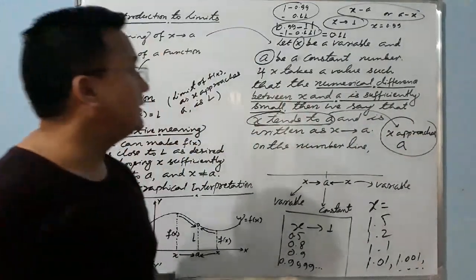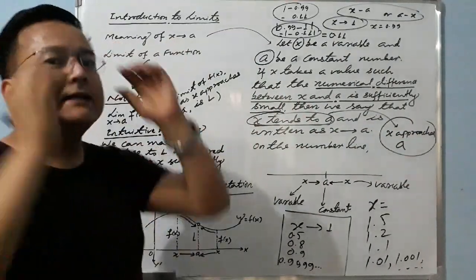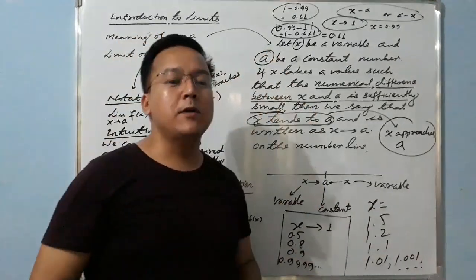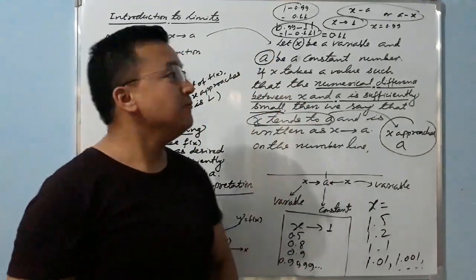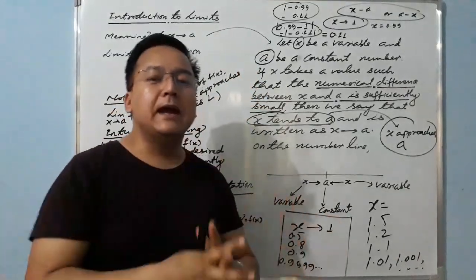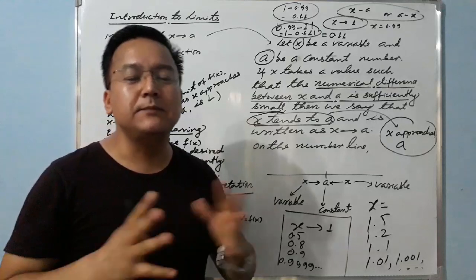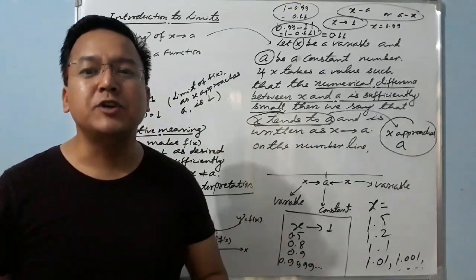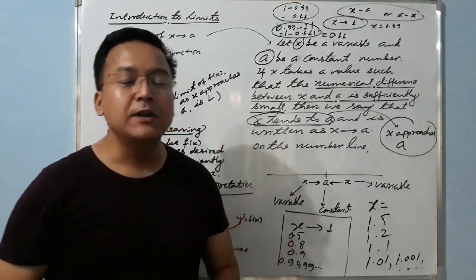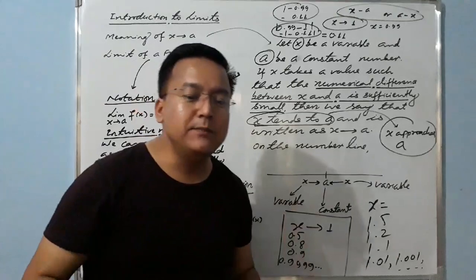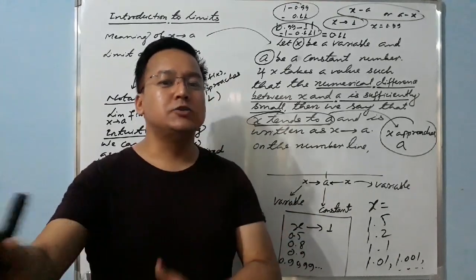So I think x tends to a is clear. You can simply memorize and keep in your brain only one thing: if the numerical difference between x and a is sufficiently small, then we can say x tends to a. If the numerical difference between x and 1 is sufficiently small, then we can say x tends to 1. If the numerical difference between x and 2 is sufficiently small, then we can say x tends to 2.